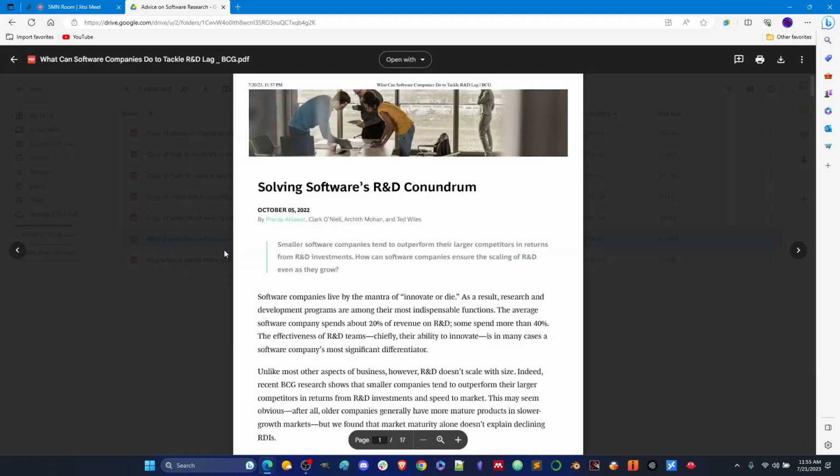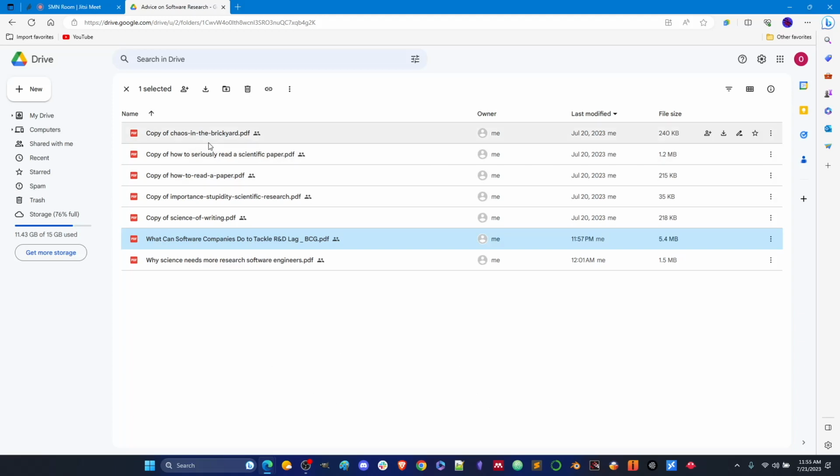A lot of these papers I have are actually advice for people in software engineering research, but I also have some other articles here on research, and I might talk about those next week because I think they're a different topical area. We have things like how to read a paper, how to seriously read a scientific paper, the importance of stupidity in scientific research, and the science of writing. These are all skills that you would learn as a research software engineer. You need to know your software engineering, but you also need to know how to do research. So I'm going to go through these next week.